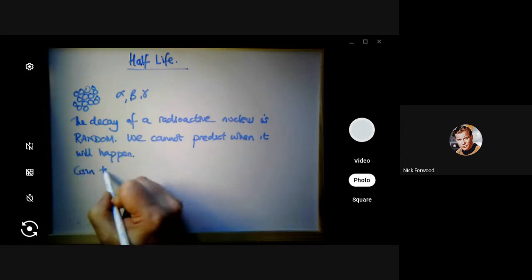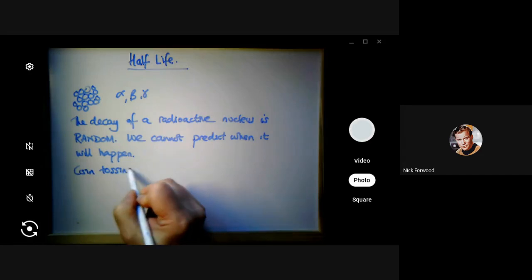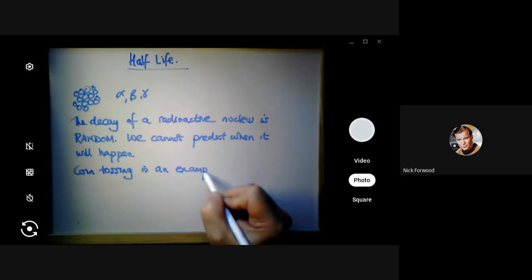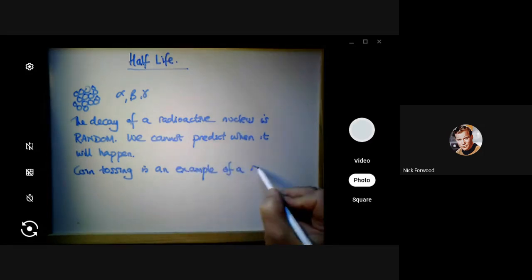So coin tossing is an example of a random event.